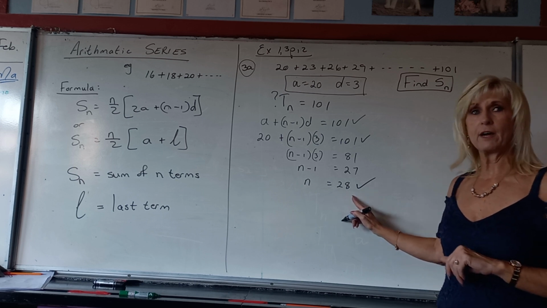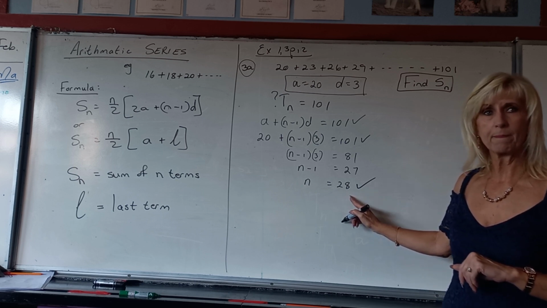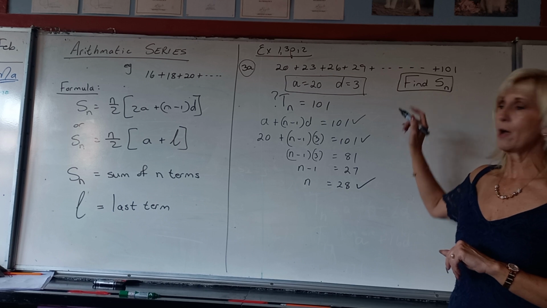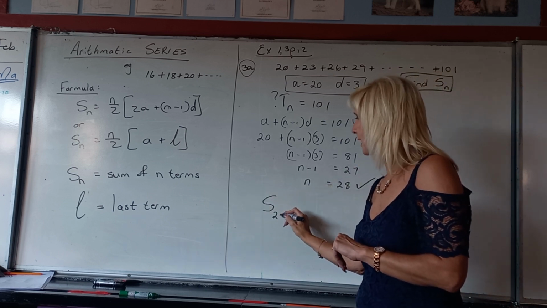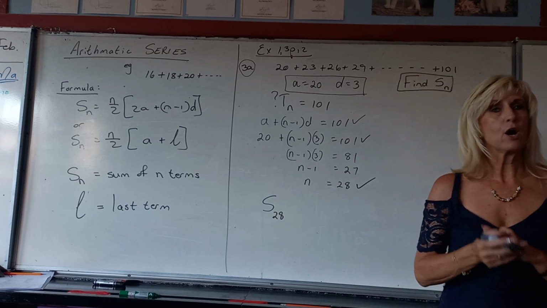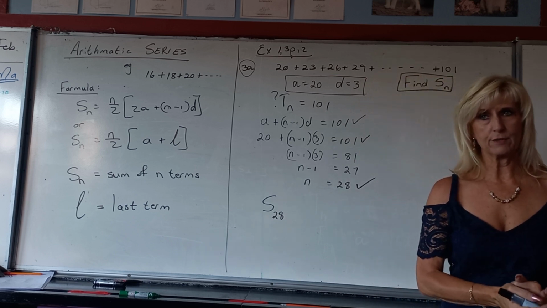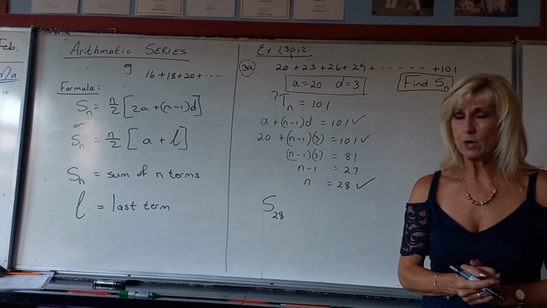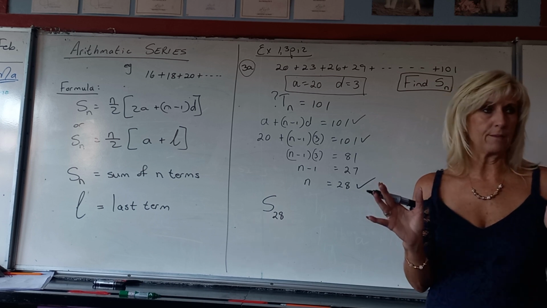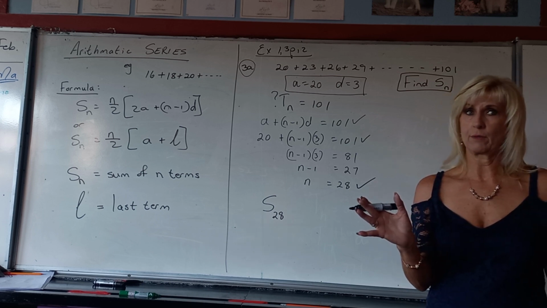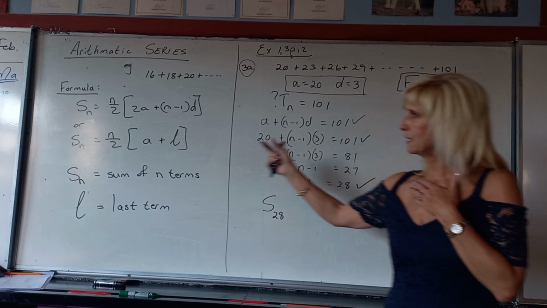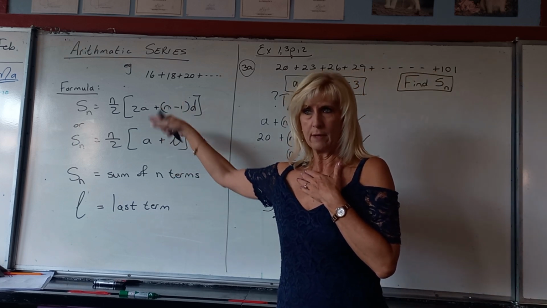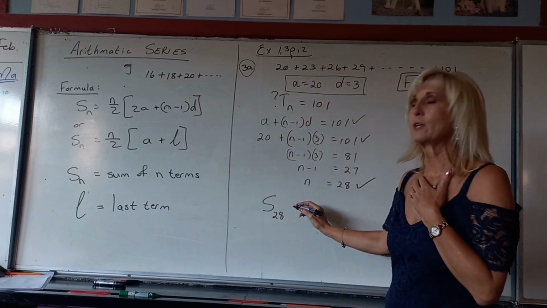But now we've just found out that there are 28 terms. So I'm actually looking for the sum of 28 terms. Now, which formula would you like to use? Any one of them. I'm going to do both, but just for now. Okay, you're never going to do both. You make a choice. Actually, you've got the last one, so I would think that's a little bit shorter than that one. But we're going to do both of them so that you can see.